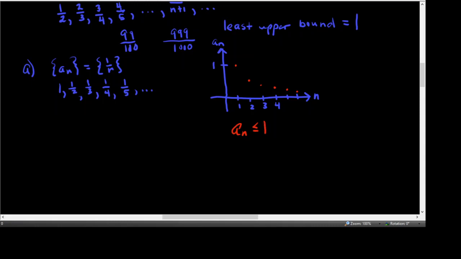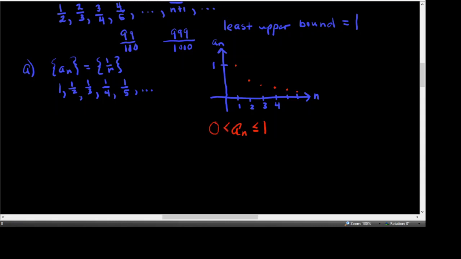Now, is there a lower bound? Can that ever be 0? Is 1 divided by something ever going to actually equal 0? No. Will it ever go lower than 0? No. 1 divided by a positive number is not negative. So it is bounded below by 0.